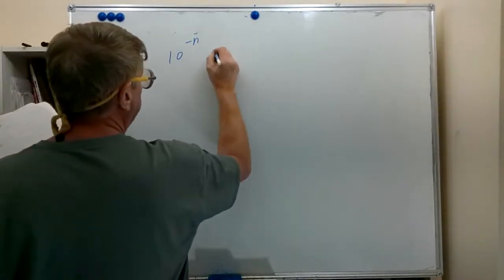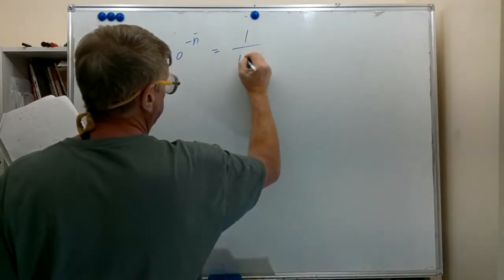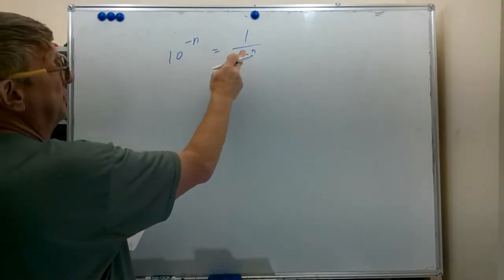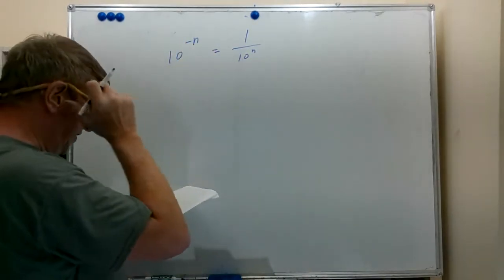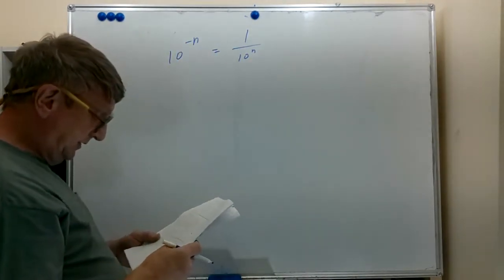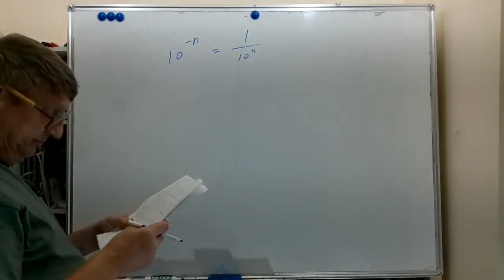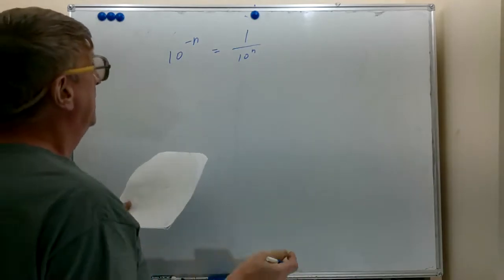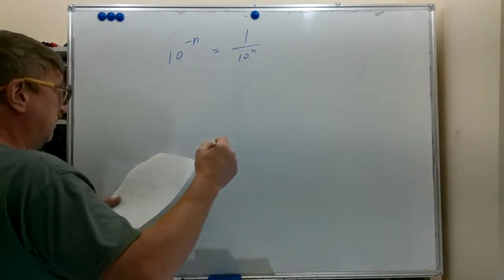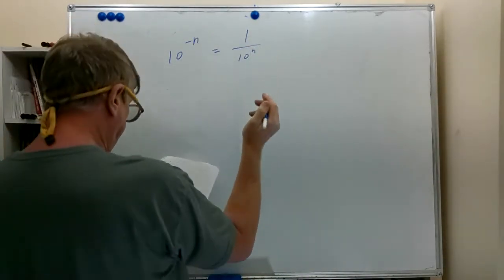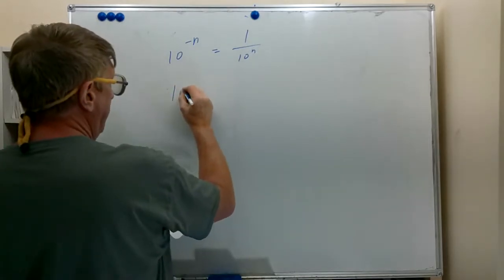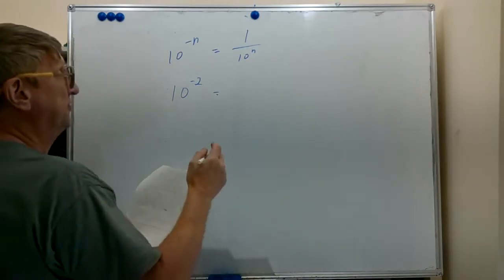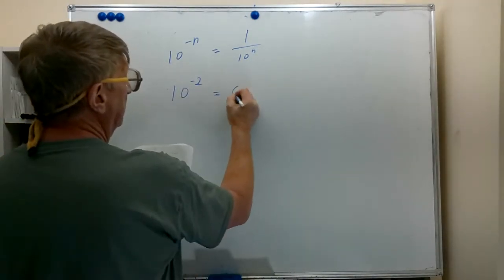10 to the negative n equals 1 over 10 to the n. And here we see what we talked about before. The sign went from negative to positive when it went from the numerator to the denominator. And that also indicates the exponent will indicate the number of decimal places. 10 to the negative 2 is going to be equivalent to, there's going to be 2 decimal places.